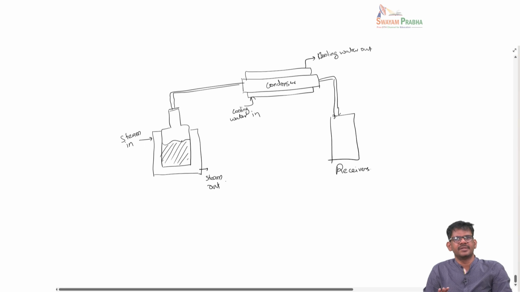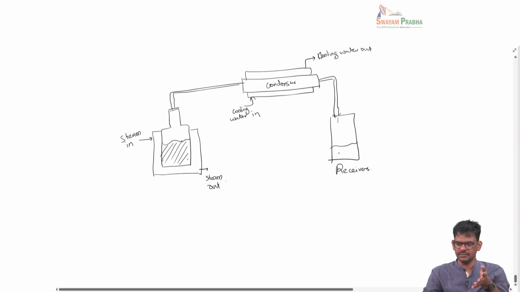So you can see it's a very simple setup. It's something you can easily set up in your lab. All you need is a flask, a heating arrangement, and then you charge it with some amount of liquid of initial composition, and then you start heating it. In this case, the moment the vapor forms, it will flow through this condenser, condense, and then you can collect it here. So this is the condensate.